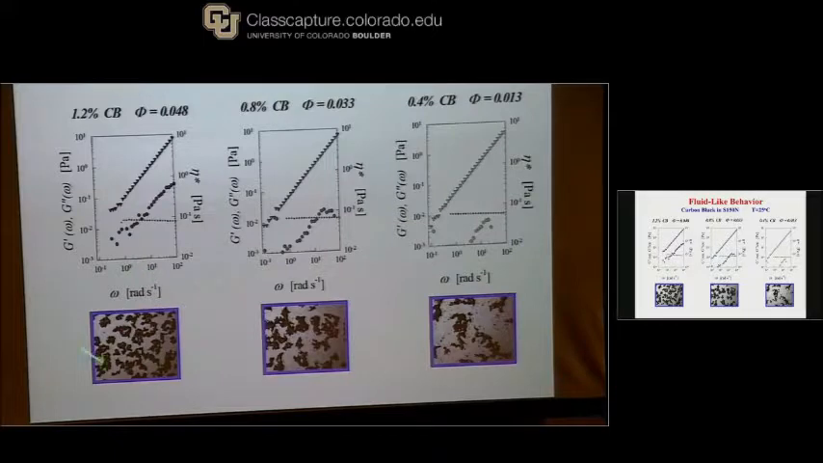So at the volume fractions, if they're low enough, you look at this and you can see this function of volume fraction: 0.48, 0.033, 0.048. So this is about 5%, 3%, 1%. This is the rheological properties.